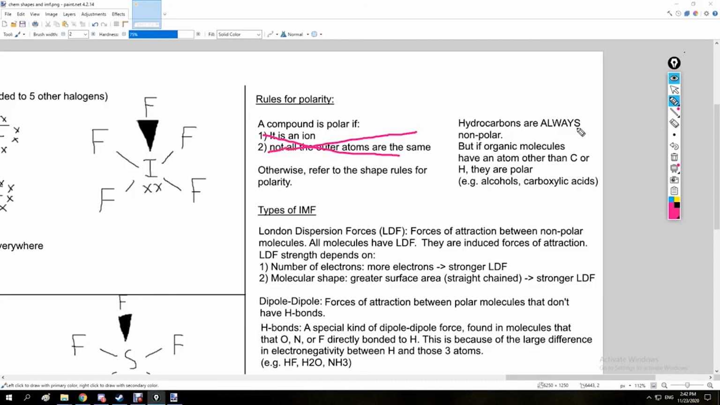Remember that hydrocarbons are always nonpolar, but if an organic molecule has an atom other than C or H, it is polar. For example, alcohols that end with OH and carboxylic acids that end with COOH.